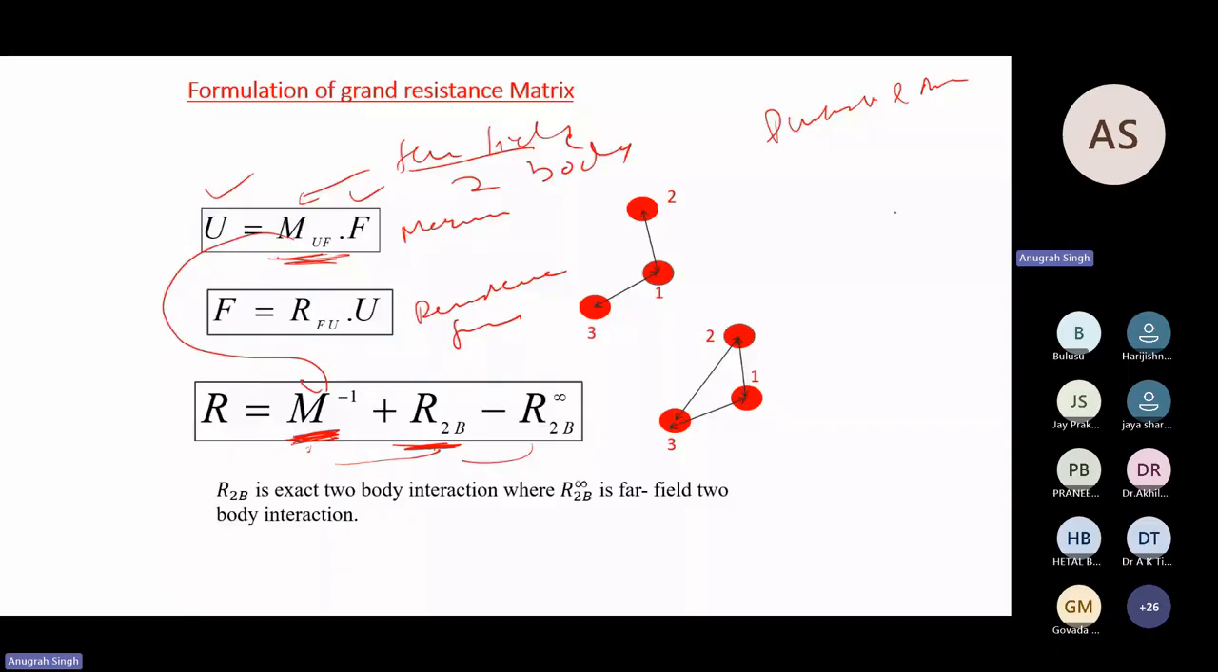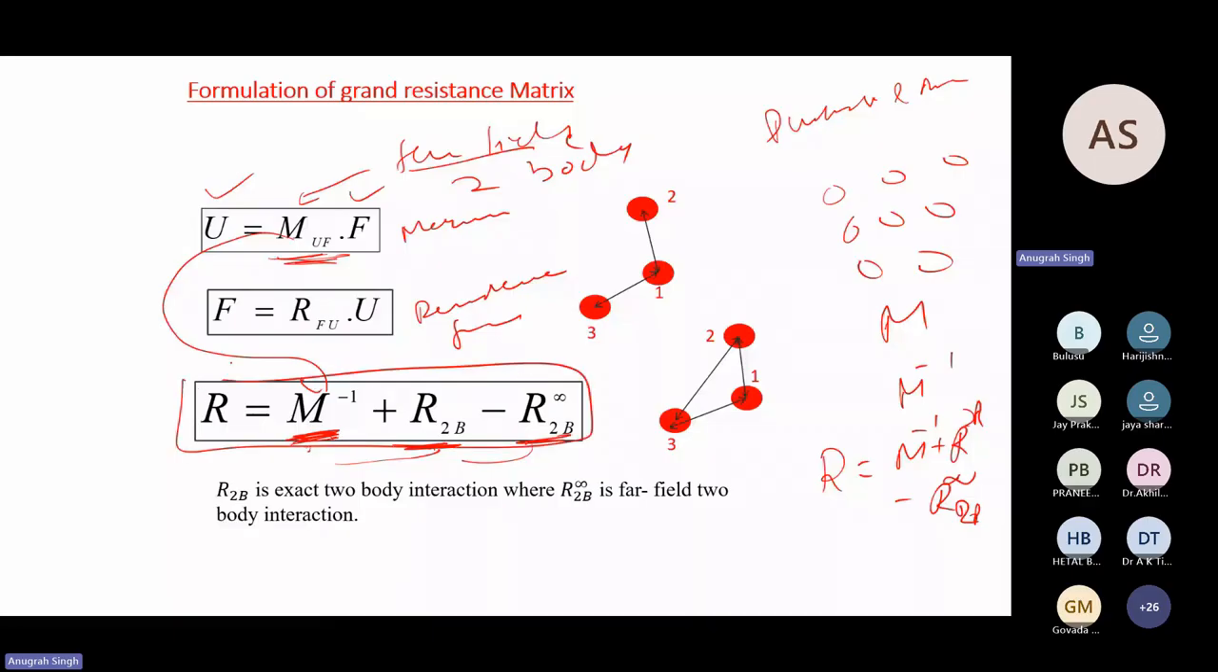Make a mobility matrix for n particles, invert the mobility matrix, and form a grand resistance by inverse plus R two-body. And to avoid double counting two-body, especially far field, you subtract this. Once you know this R, that's all. You can find many rheological properties or average properties of suspension.